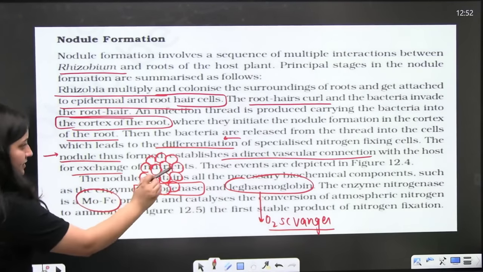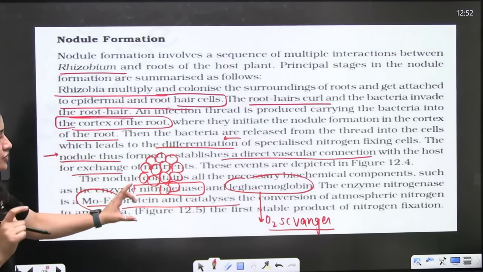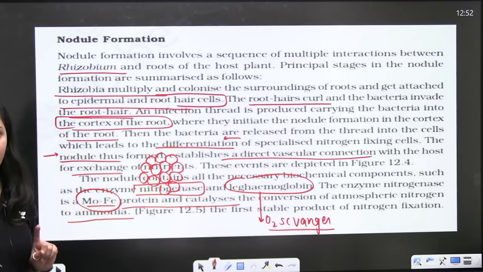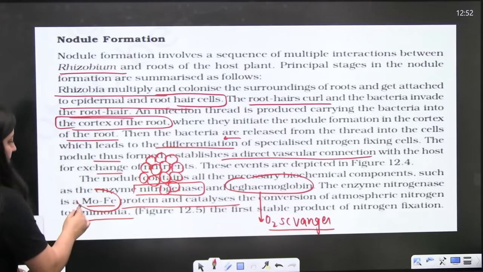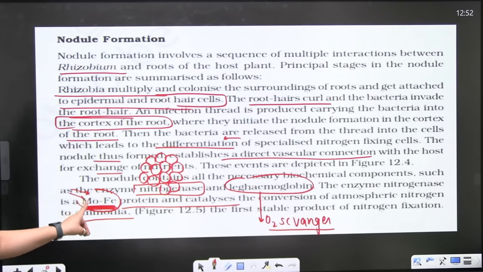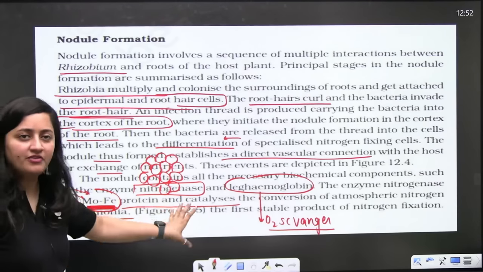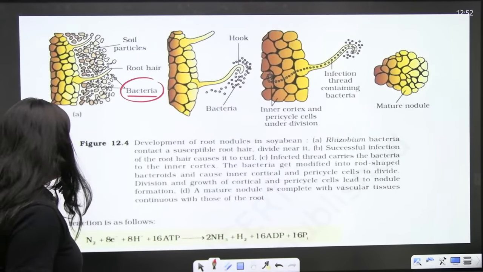So again, you can see that nitrogenase is a MoFe protein and catalyzes the conversion of atmospheric nitrogen to ammonia. So don't confuse this part. Remember the trick, NAMO, so you will remember that molybdenum is present there. MoFe is present in that enzyme, meaning ultimately the MoFe protein is forming that enzyme. Clear? So, the first stable product of nitrogen fixation is what?